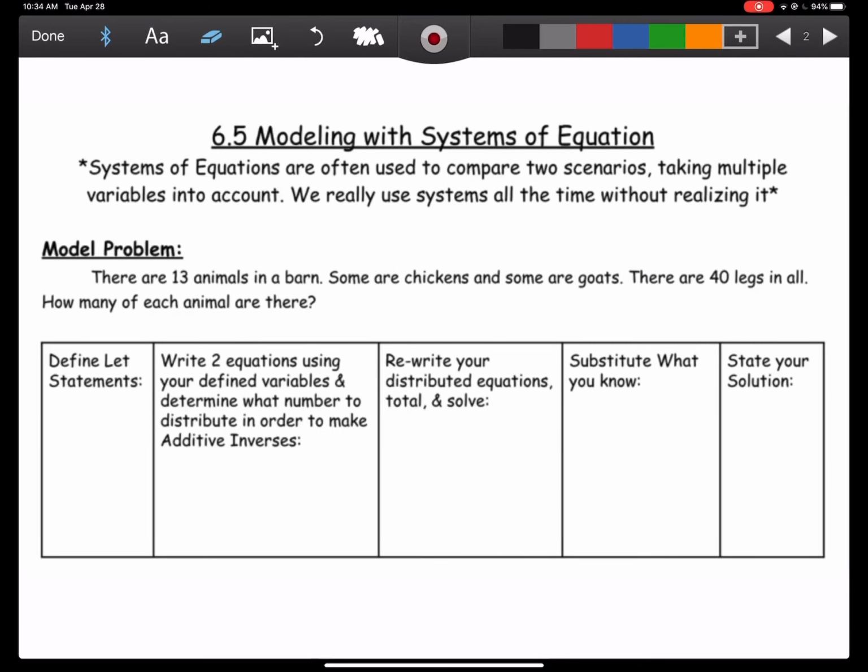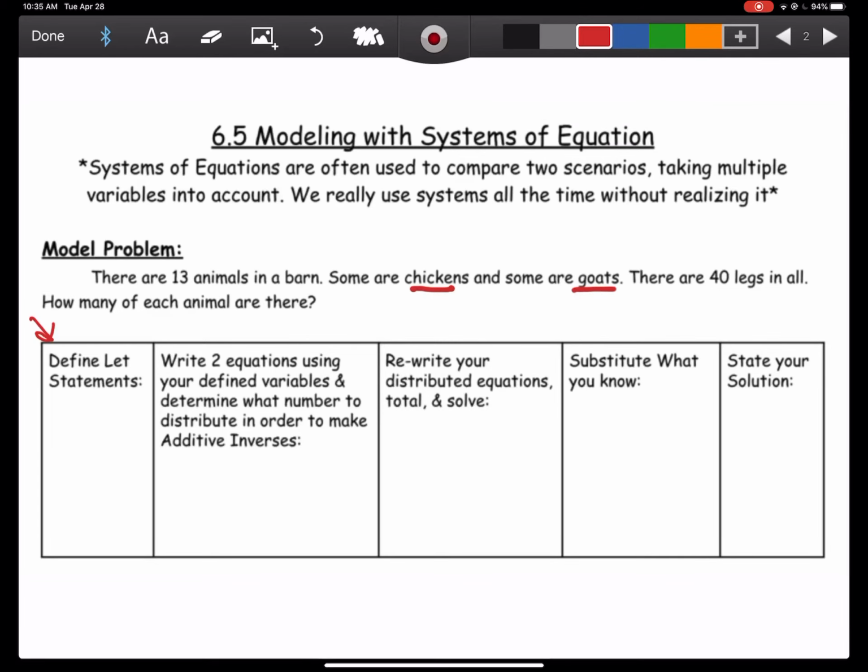So here's my model problem, a very simple problem. It says there are 13 animals in a barn. Some are chickens and some are goats. There are 40 legs in all. How many of each animal are there? So the first thing we want to notice is what the topic is. There's chickens and there's goats. Okay? So we're going to take those topics and we're going to define our let statements.